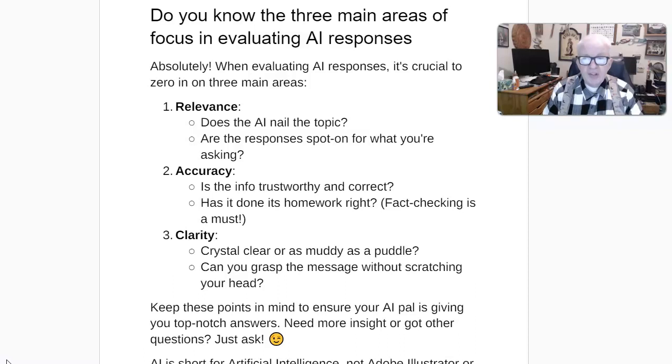Is it relevance? Is it good for your business? Is it accurate? And does it have clarity? Is it coming off like a big puddle of mud? Then maybe rewrite it, redo it. Okay? So keep those points in mind, the relevance, the accuracy, the clarity when you're auditing your AI responses, and those are going to give you top-notch answers to whatever it is that you're about.